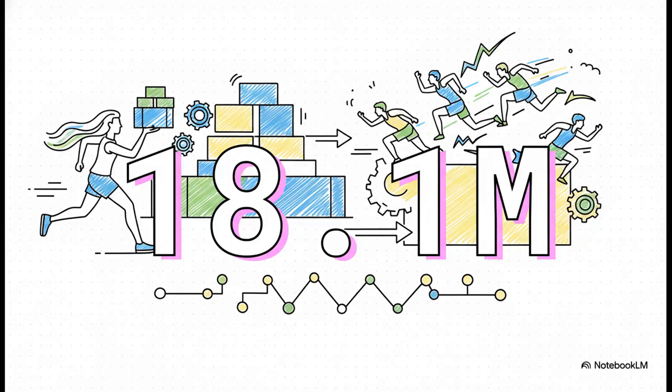To give you a sense of the scale we're talking about, just look at this number, 18.1 million. You know what that is? That's how many text messages are sent every single minute. This relentless flood is what we call a data stream, and trying to learn from it is, well, it's like trying to catch rain in a thimble.